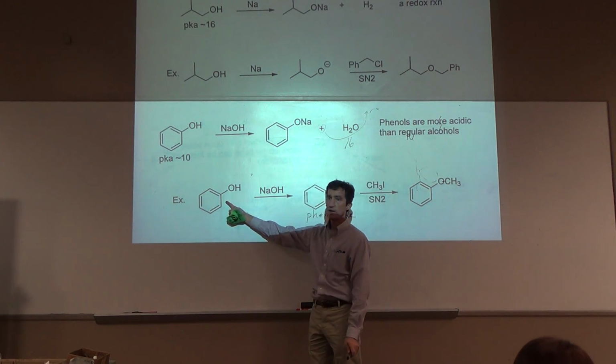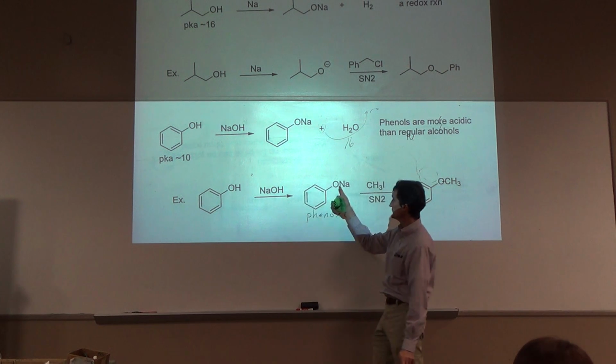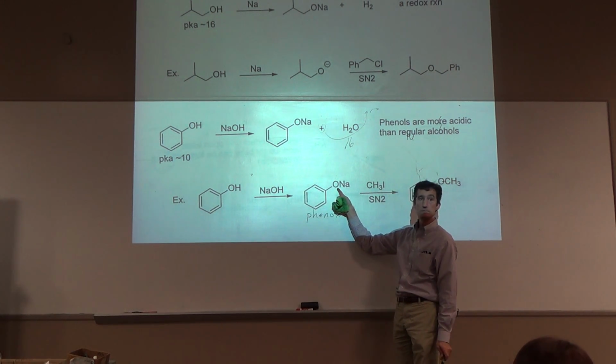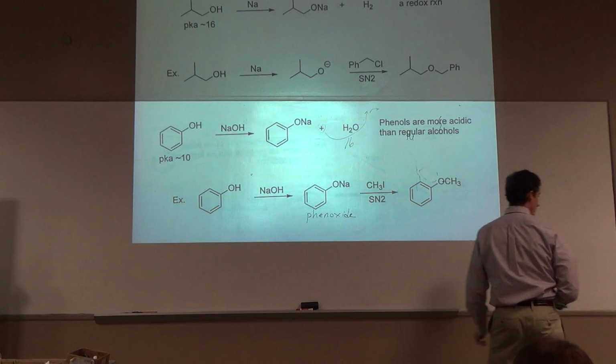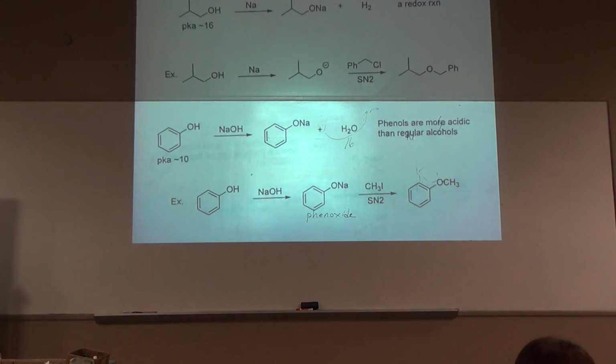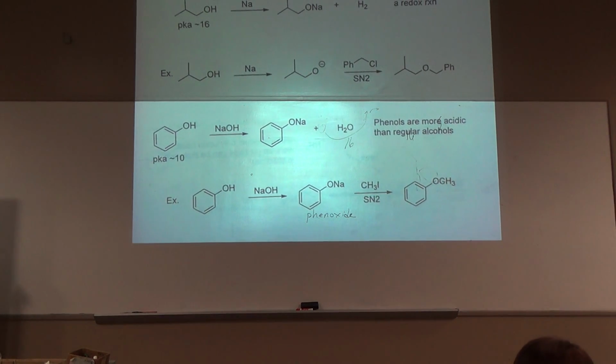Is that a good nucleophile for SN2? No. We first have to turn it into a good nucleophile, making the O minus, because you got to have a good nucleophile for SN2.